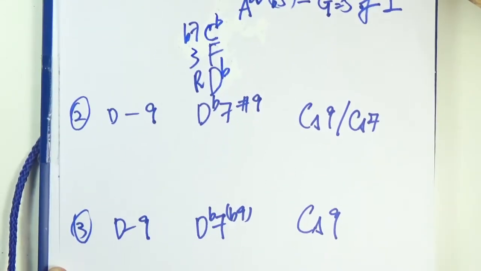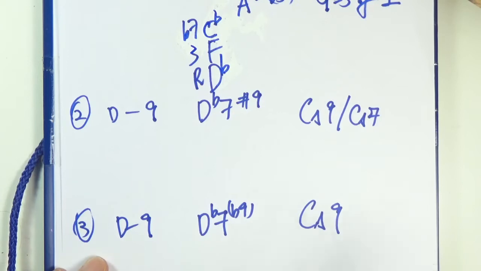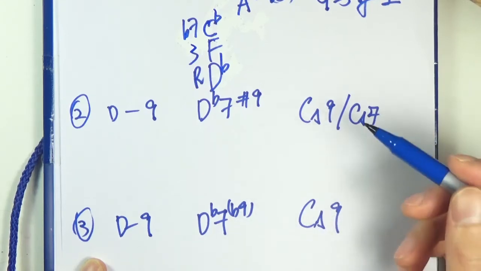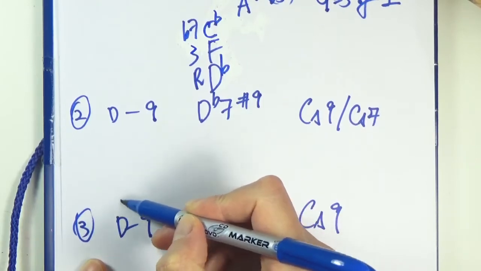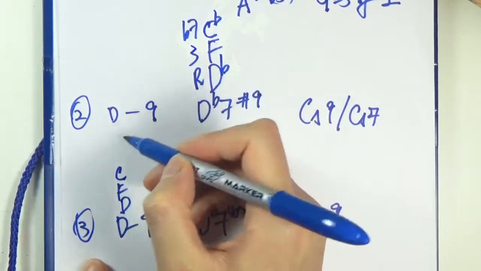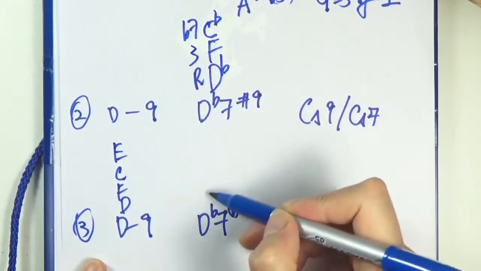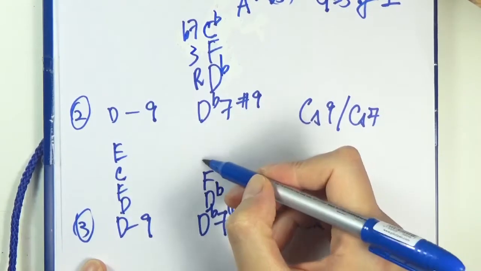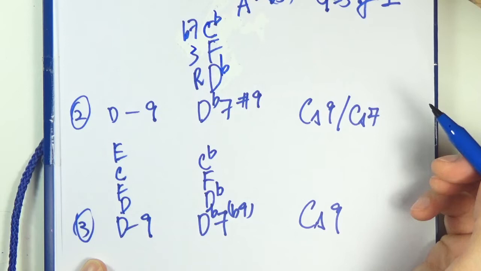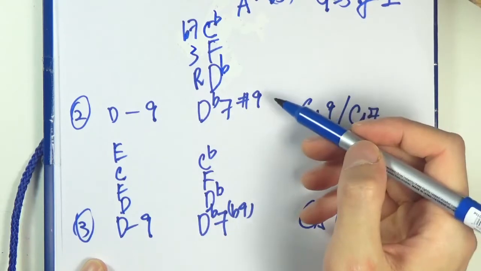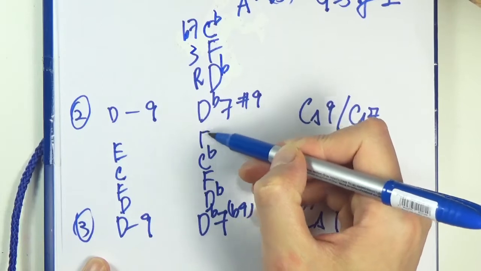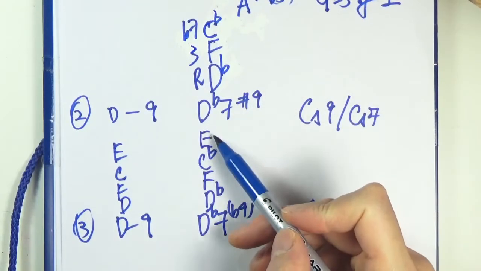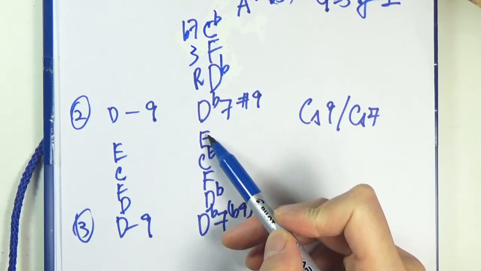Okay, so let's take a look at another example. D minor 9, D flat 7 sharp 9, and C major 9. So D minor 9: D, F, C, and then you have the 9th as E. D flat 7: D flat, F, C flat. And what about your sharp 9? E flat would have been the 9th, so E natural is the sharp 9.